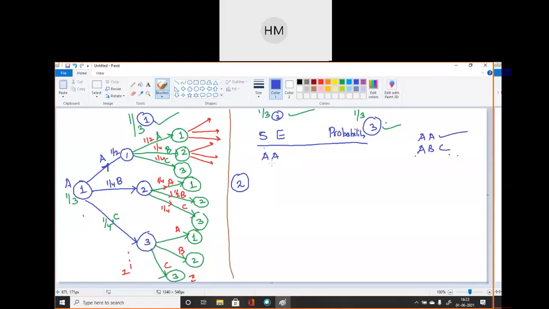So how will I calculate its probability? It is 1 by 2. See, what was the probability of A? In the first state 1 by 2. In the second state 1 by 2. Then what is the probability of node 1 being emitted? We are considering node 1, and its probability is 1 by 3, which will also be multiplied. So the total probability will be 1 by 12. Clear? So the total probability will be 1 by 12.